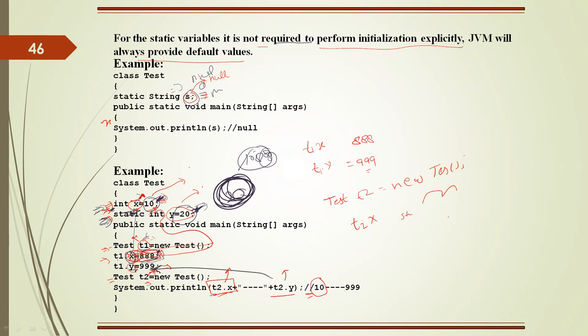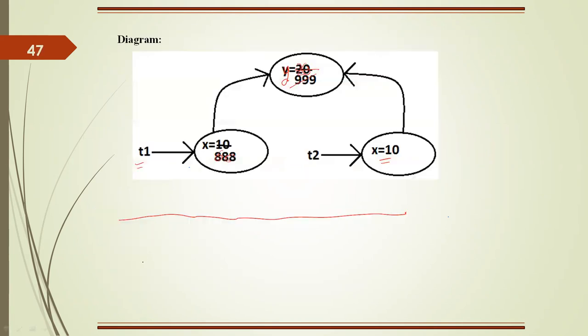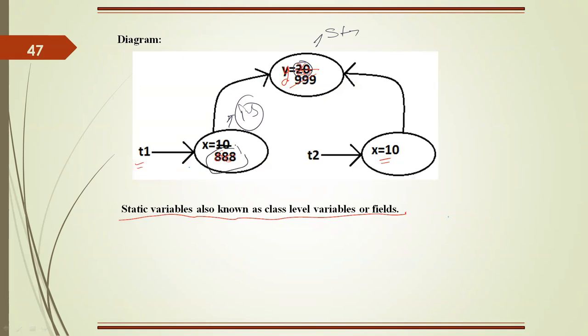t.y is 99. Right. Perfect. Now I think you understood the diagram. y is initialized with 20. y is static, and x is an instance variable. So x equals 10 is initialized with 8080. Again, t.y is initialized to 99. Then t.x, like that. A static variable is also known as a class level variable.